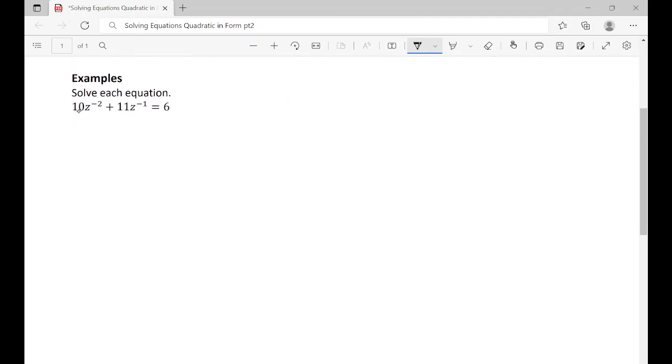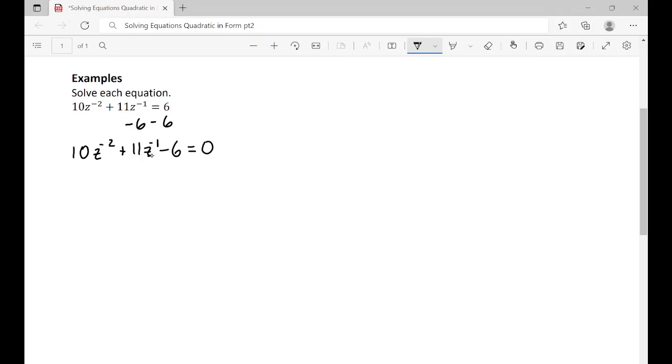First one we have is 10z to the negative 2 plus 11z to the negative 1 equals 6. So it's not quite in the quadratic form we need. We need it set equal to 0. So we're going to first subtract 6 from both sides to do that. So we're going to get 10z to the negative 2 plus 11z to the negative 1 minus 6 equals 0.